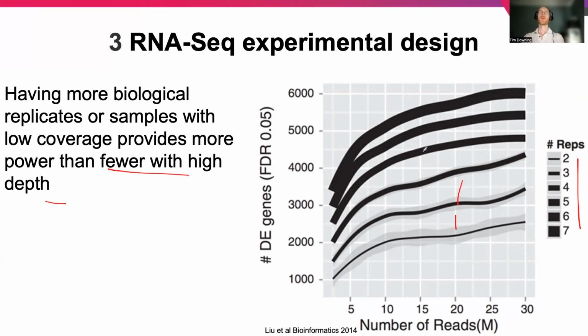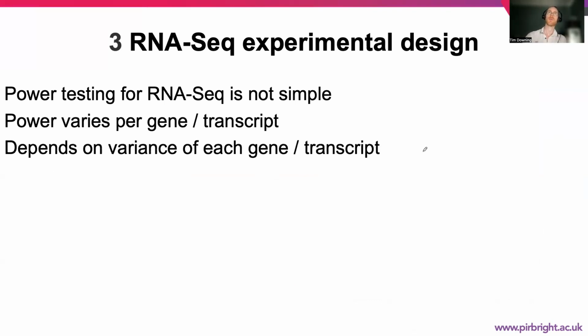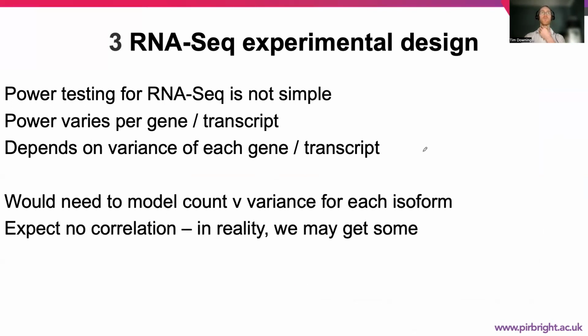So, of course, when we think about power for RNA-seq, because we're dealing with many different genes, power testing for RNA-seq is not necessarily straightforward, and it's unique to different genes and transcripts. And of course, we have this problem of estimating the variance for each gene and transcript again as well. So this is non-trivial. What we can do is look at the relative association between the modeled counts versus the variance for each isoform. At one level we might expect no association between the count and the variance, but in reality, the variance may increase with the number of counts that we get.